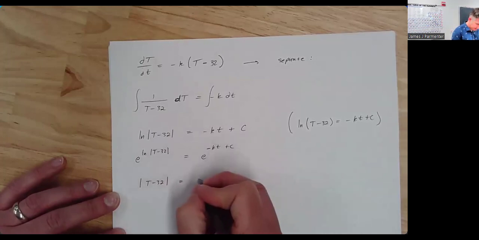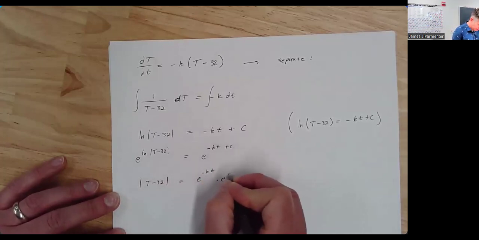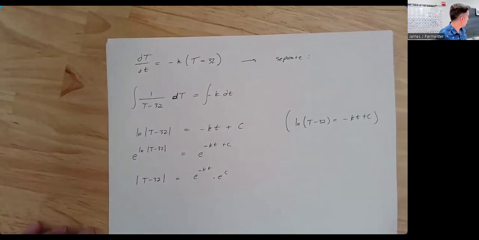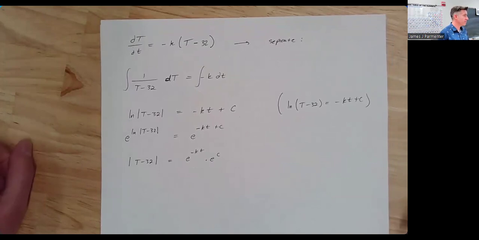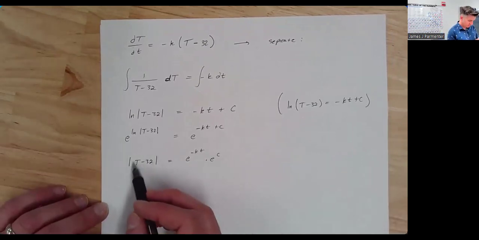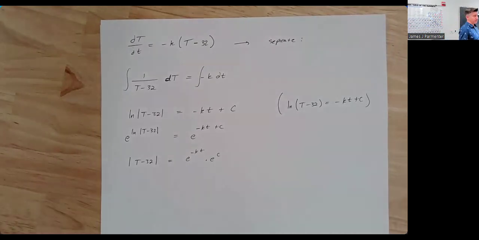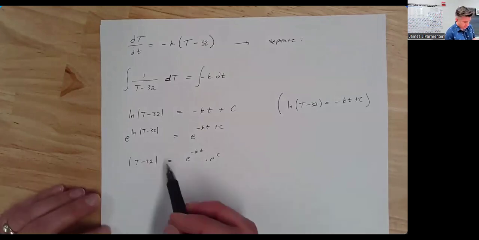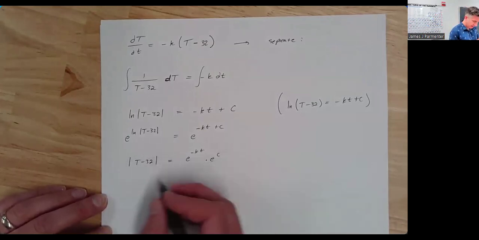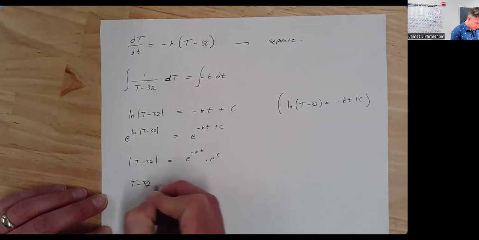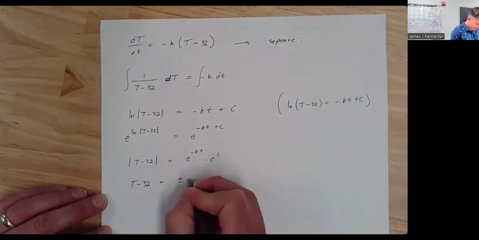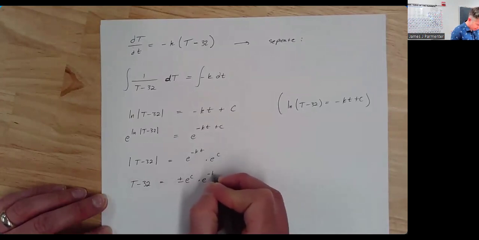The right-hand side we can write as e to the negative kt times e to the C. What I should point out here is that the right-hand side is always positive. E to the something is always positive times e to the something is always positive. But the insides here could be negative depending on what sort of situation you have, right? It's possible that you could put something in your refrigerator that's actually colder than the refrigerator, and so the difference would be negative. That's not an impossible situation to have. So how do we account for that? Well, what we're going to say is that this inside here, T minus 32, could be either plus or minus e to the C times e to the negative kt.